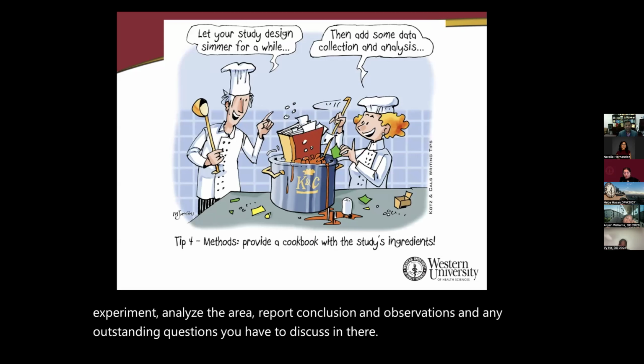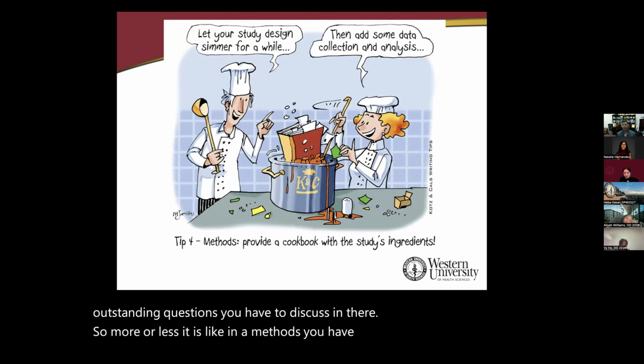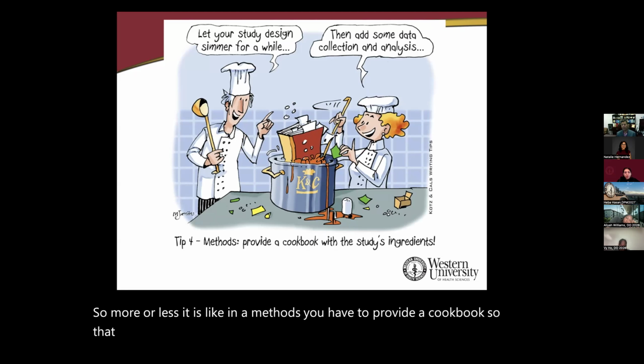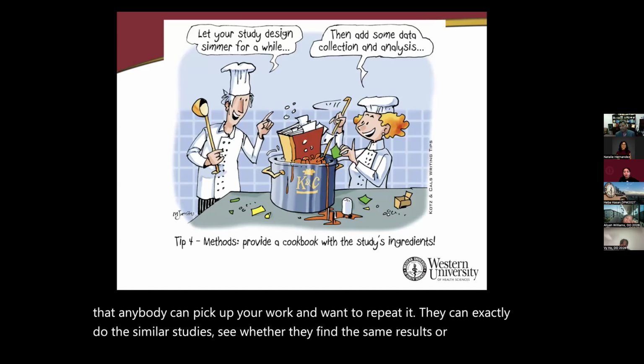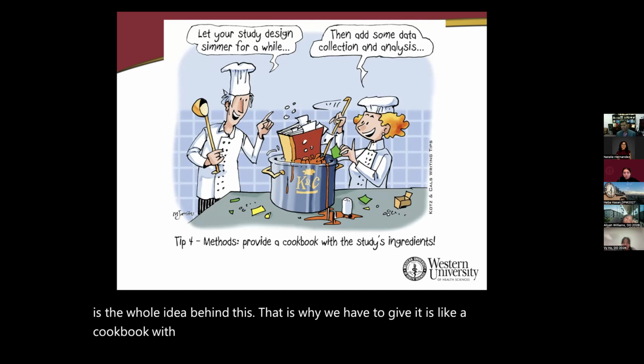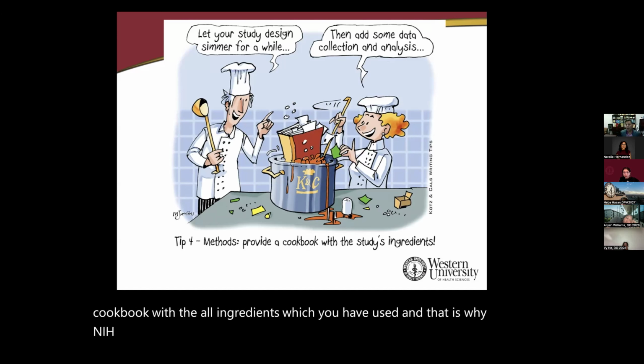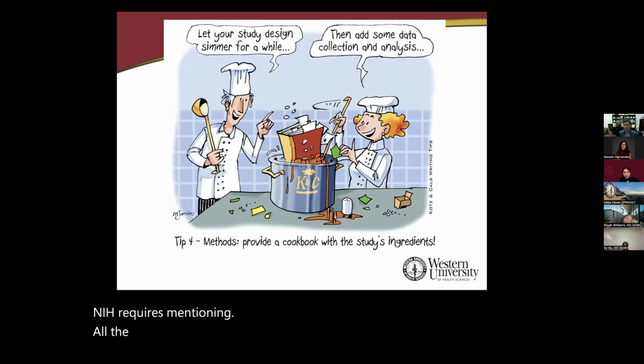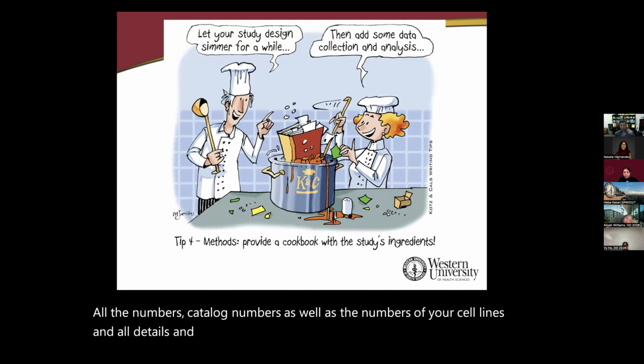So more or less, in the methods you have to provide a cookbook so that anybody can pick up your work and want to repeat it. They can do exactly similar studies and see whether they find the same results or not. That is the whole idea behind this. That is why it is like a cookbook with all the ingredients which you have used. And that is why NIH requires mentioning all the catalog numbers, as well as the numbers of your cell lines and all details. And which company did you purchase it from?